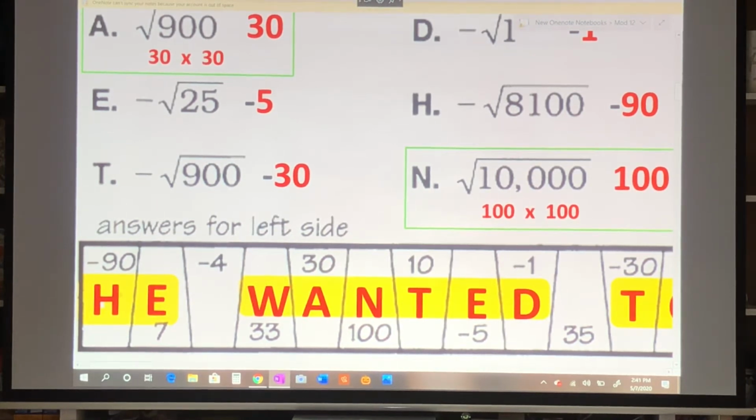Uh-oh, there's some yellow missing here. I thought I got all of it. Guess I didn't.